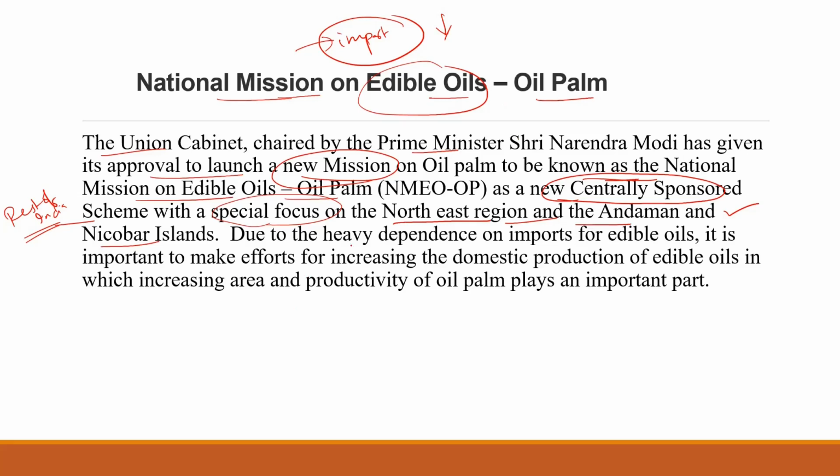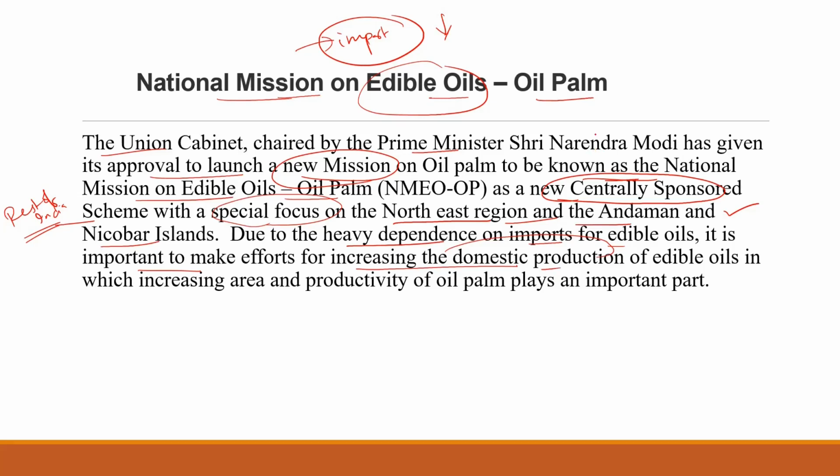Due to heavy dependence on imports of edible oils, it is important to make efforts for increasing domestic production. As I have told you, we are heavily dependent on edible oils from other countries. So here they are planning to increase domestic production. This is not the first step. This step was taken many decades back. There has been a lot of increase, but still they want to increase it more so that we will be producing domestically and not depend much on other countries.